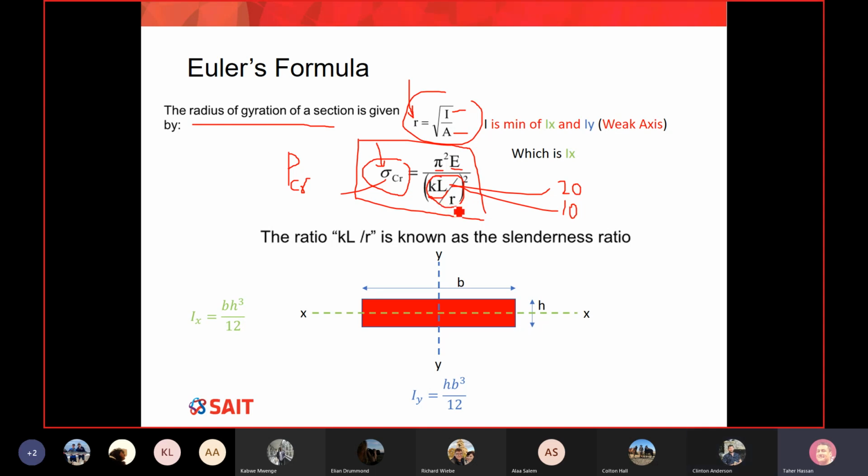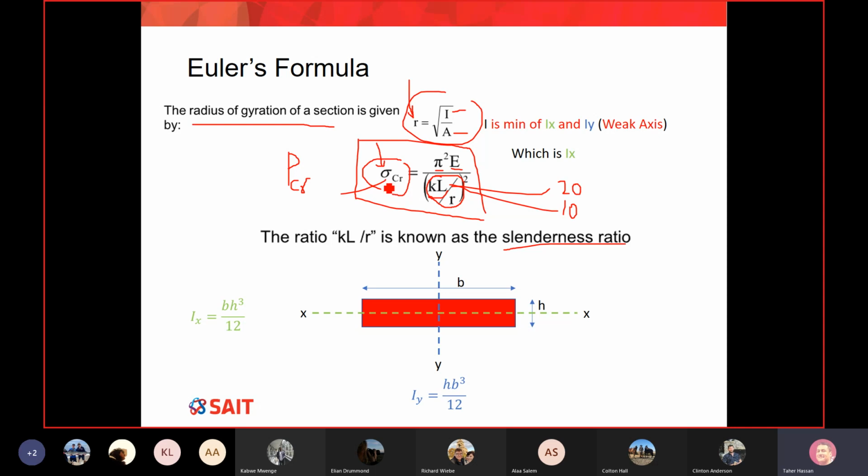Down. Goes down, because you can see the KL over R is in the denominator and it's to the power 2, which means if this number is equal to 10, this term is equal to 100, okay? While if this number is equal to 20, this term here will be 400, and sigma will be cut down by 4, okay? And so the more slender your element, it means it will fail at a very, very low level of stress.